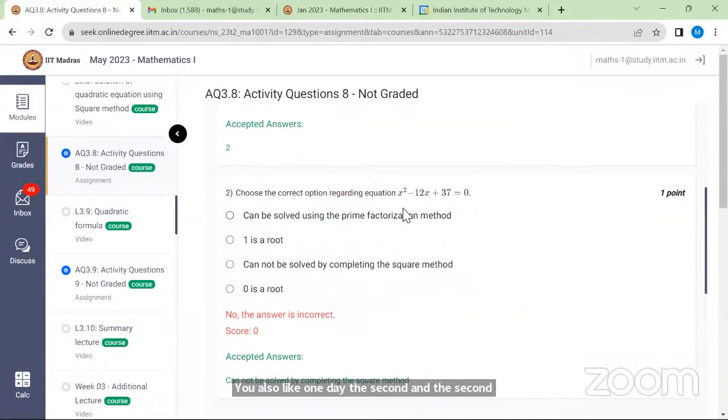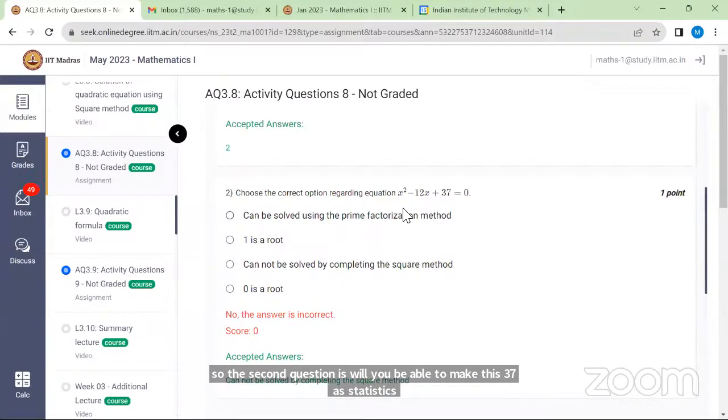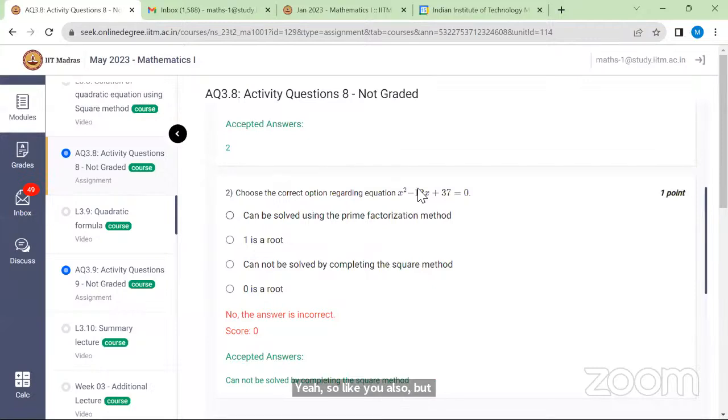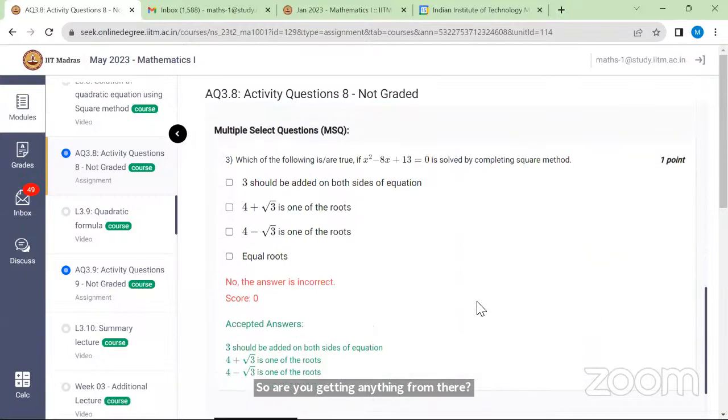Okay, so the second question is, will you be able to make this 37 as 36 any time by any chance? By subtracting one. Okay, you can subtract 1, but you have to subtract 1 on the right hand side also. Then you'll be left with x minus 6 whole square equals minus 1. So are you getting anything from there? No. So that's why you're not able to use the complete square method. Okay, sir. Correct. And the third one, you just have to solve by completing the square, so that is fine, but you can calculate it, right?